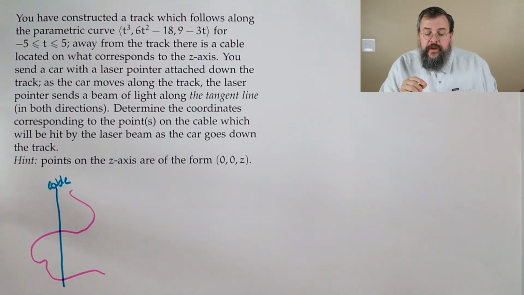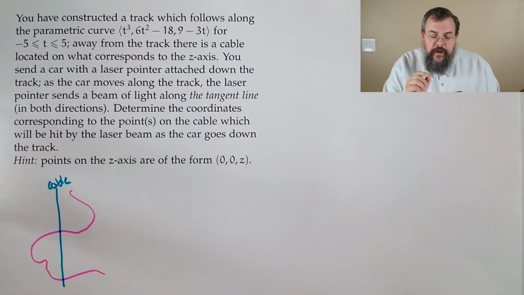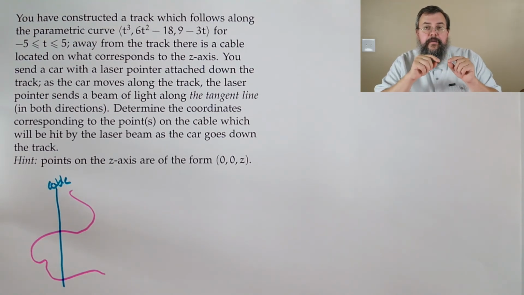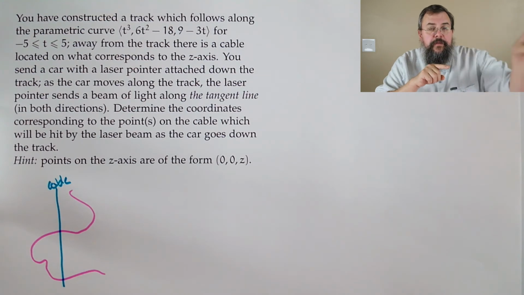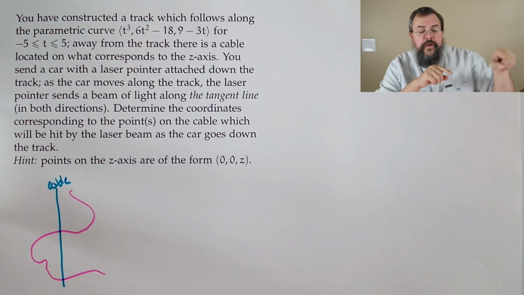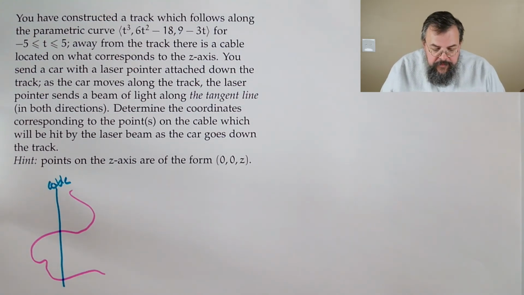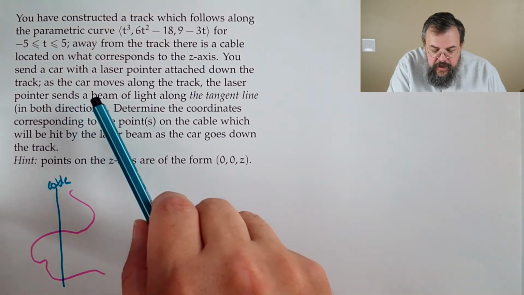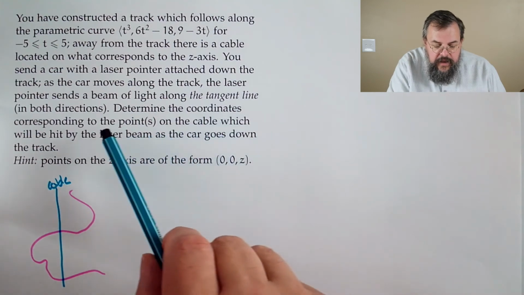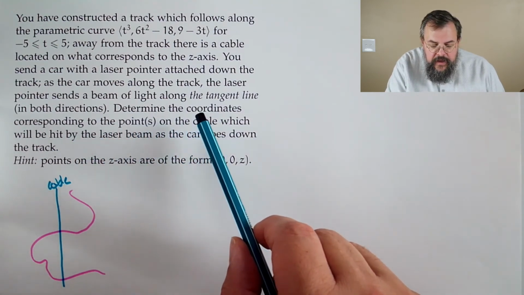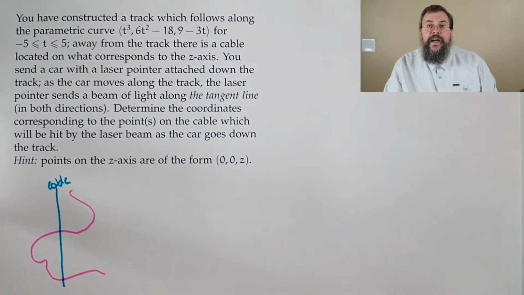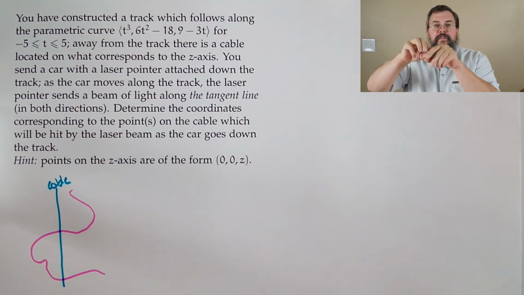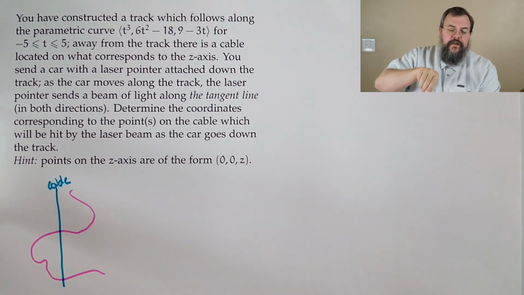Well, now what? You send a car with a laser pointer attached down the track. All right, so a laser pointer. Now, the nice thing about a laser is it shoots this infinite beam in a straight line. And as the car moves along the track, the laser pointer sends a beam of light along the tangent line in both directions. Oh, it's like a two-sided. So essentially what we have is this tangent line moving down the curve.